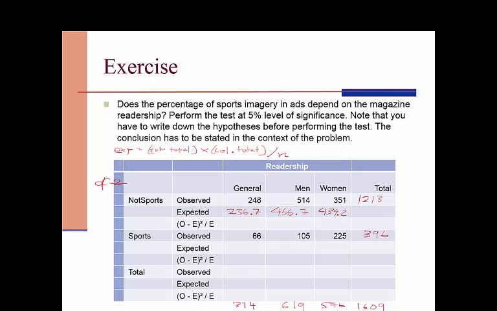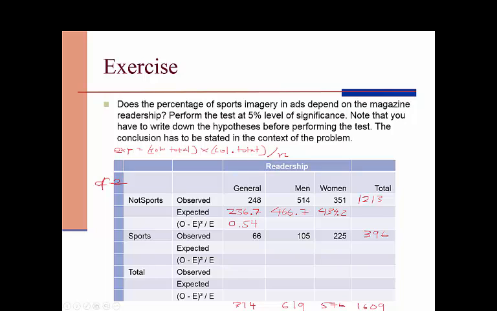All right, and then now find this intermediary value. Okay, so 248 minus 236.7, square that number, divided by 236.7. That is 0.54. Let's practice one more.